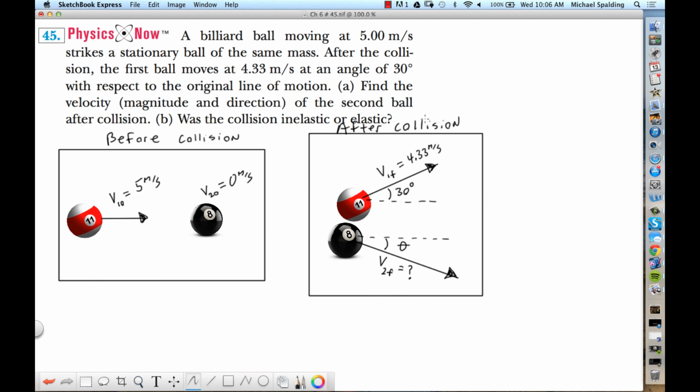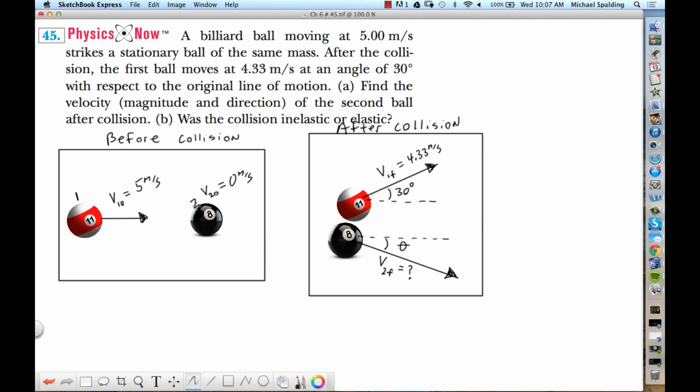Okay, so number 45, we have two pool balls. I'm going to call this red guy ball number 1. This 8 ball here is the black ball, ball number 2. Initially, ball number 2 is at rest. It's just sitting there. And then ball number 1 comes in.